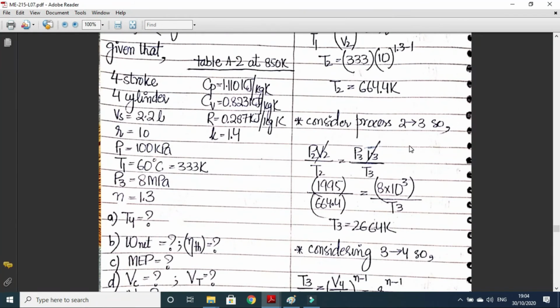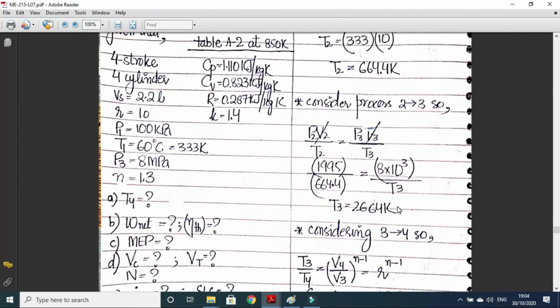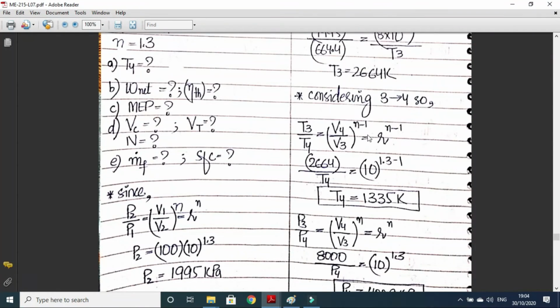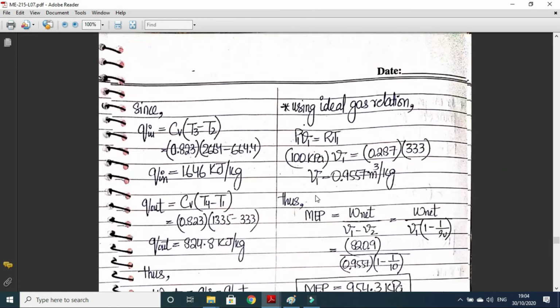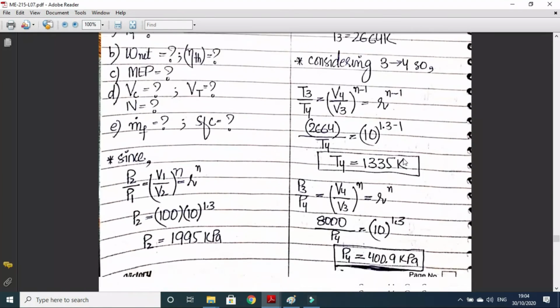We can use the ideal gas relation on process 2 to 3. P2 V2 divided by T2 is equal to P3 V3 upon T3. V2 and V3 will be cancelled out. P2, T2 and P3 are known. We can calculate T3. With the help of T3 we can calculate T4, and with the help of P3 we can calculate P4. It's very easy.